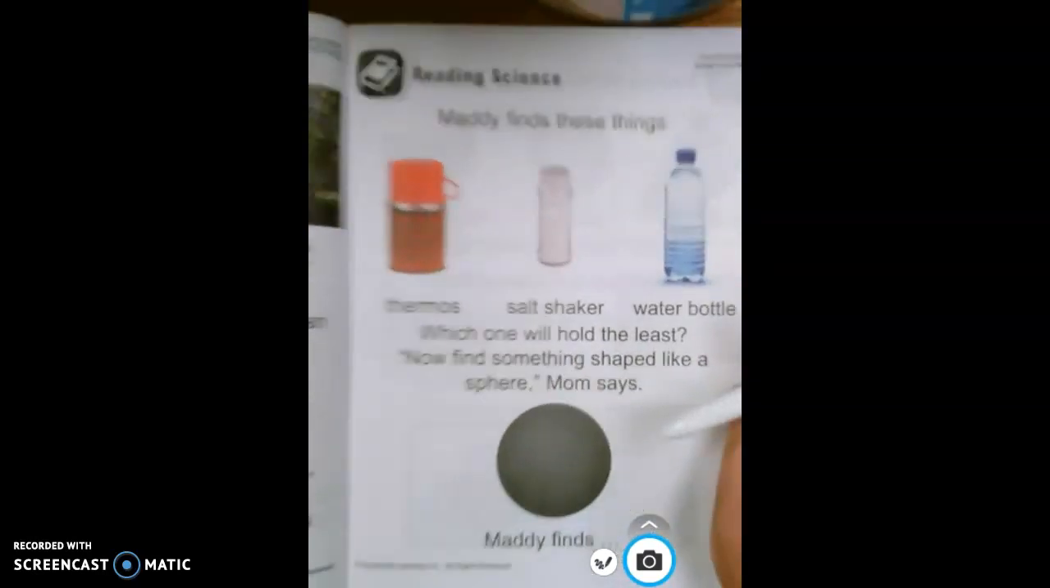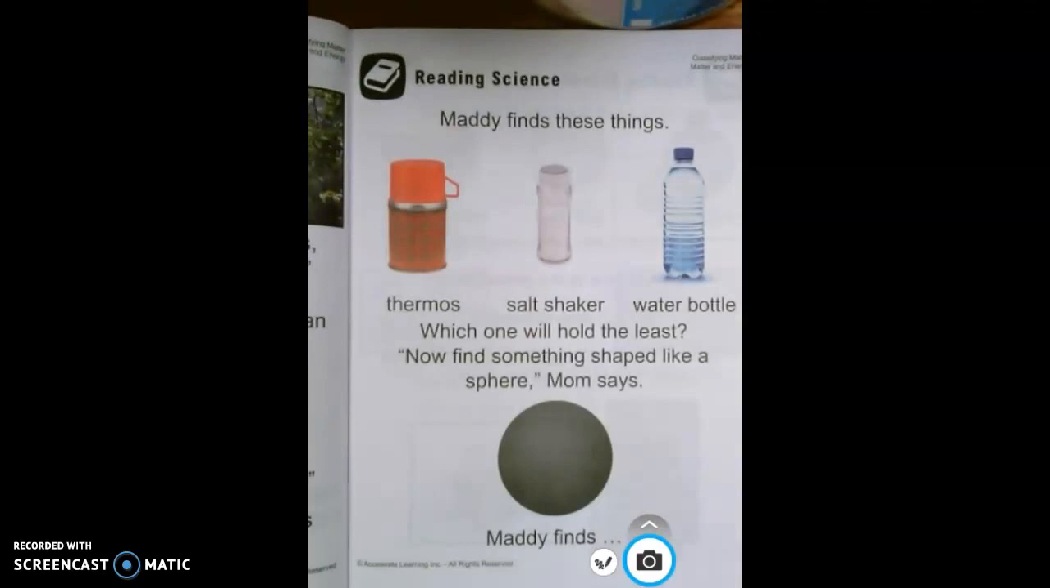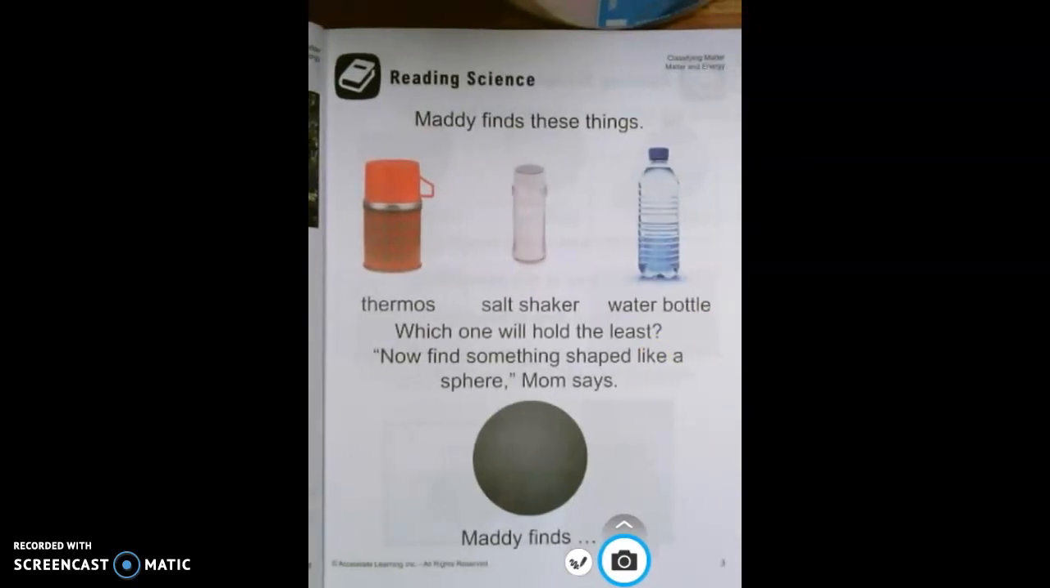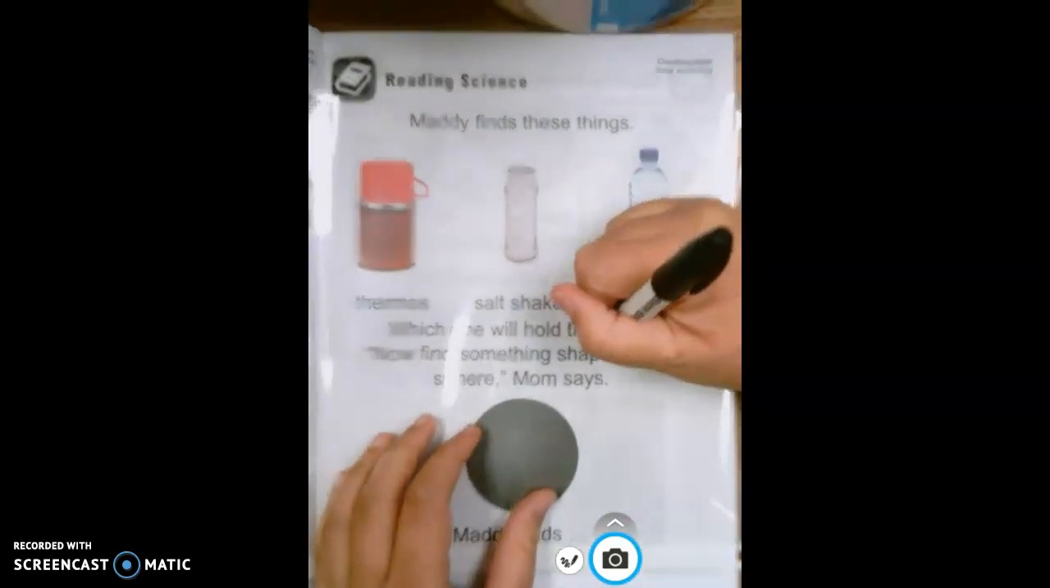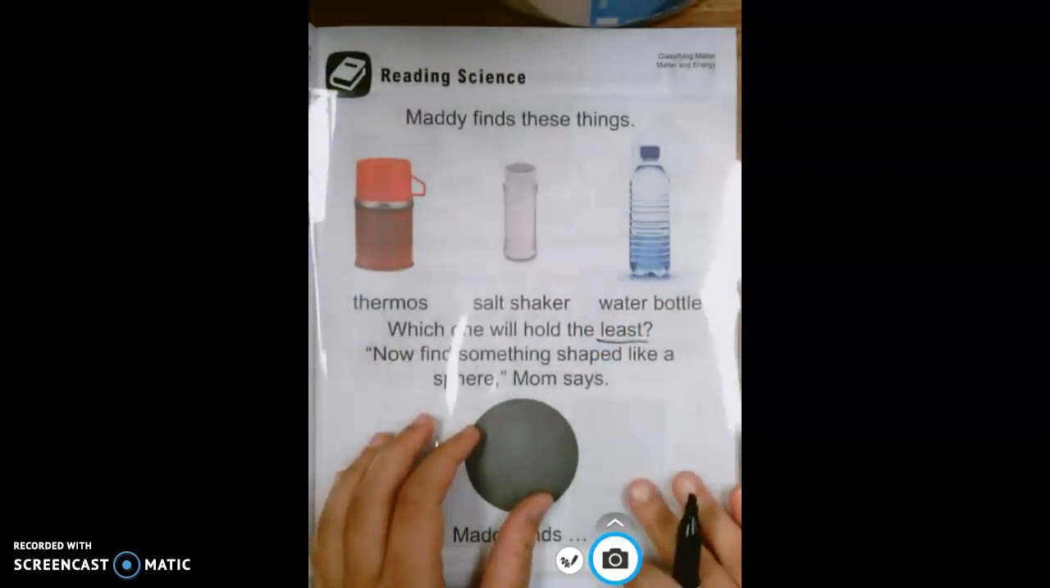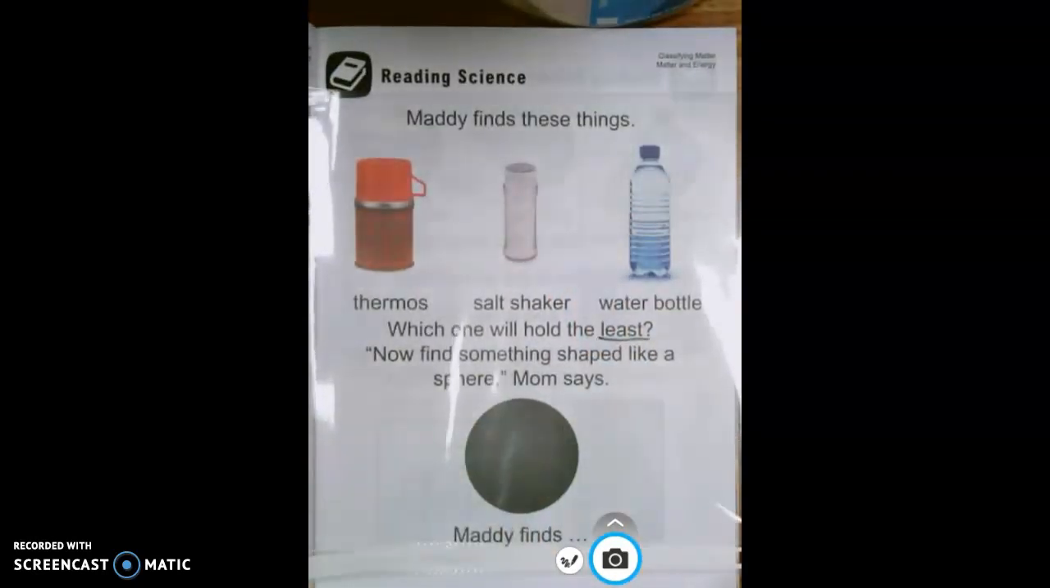Page 3 says, Maddie finds these things. A thermos, a salt shaker, a water bottle. Which one of these will hold the least? Least, I'm going to underline that word. Least means smallest. The least amount, so the smallest amount of water or liquid in there.